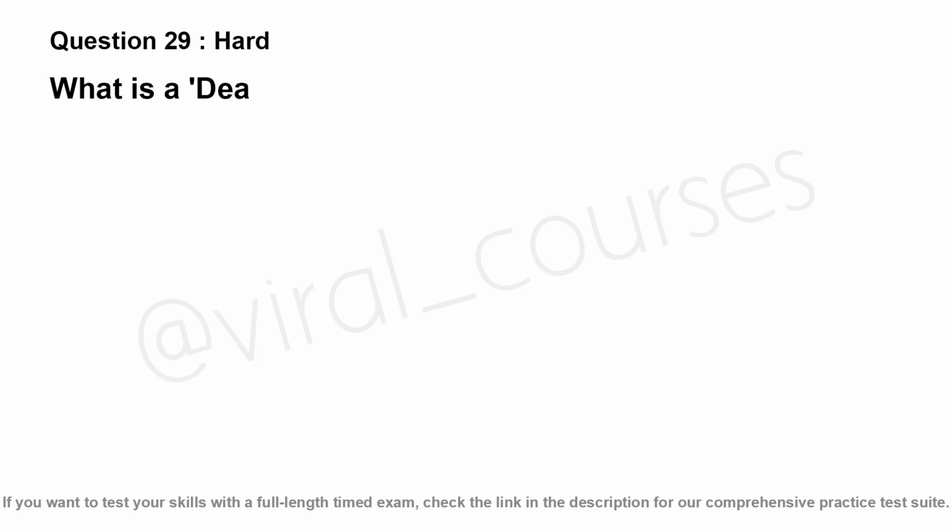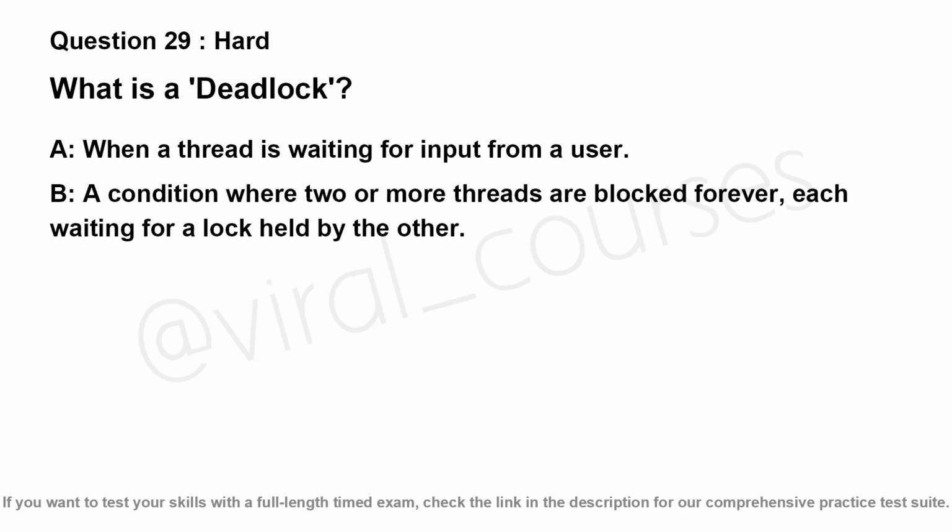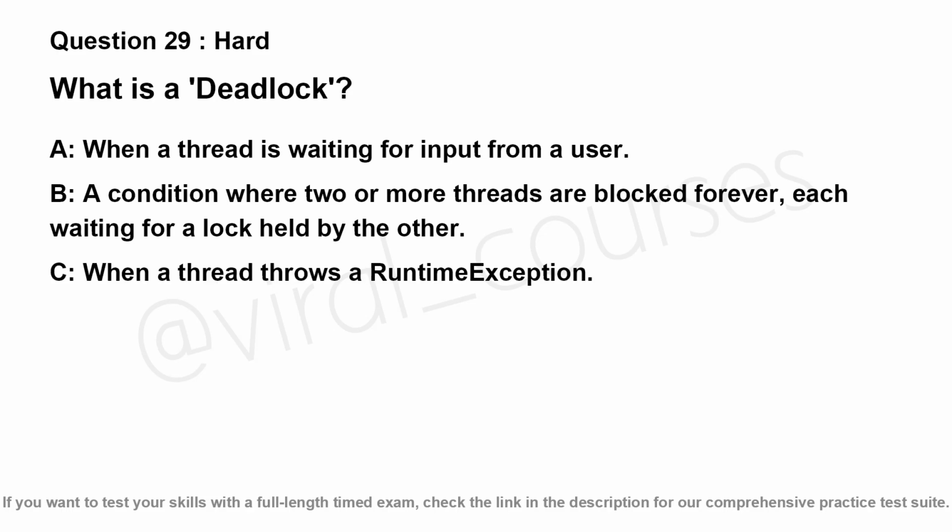What is a deadlock? Option A, when a thread is waiting for input from a user. Option B, a condition where two or more threads are blocked forever, each waiting for a lock held by the other. Option C, when a thread throws a runtime exception. Option D, when the JVM runs out of memory.